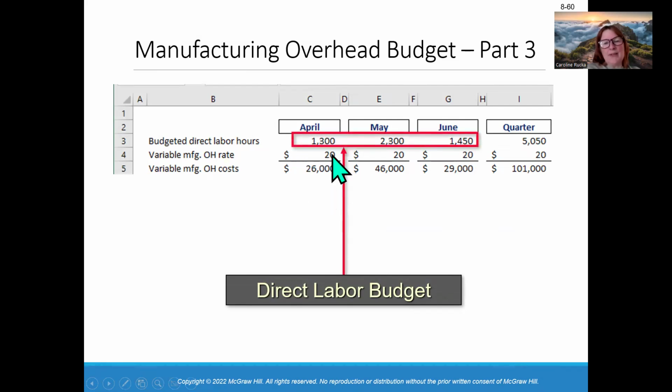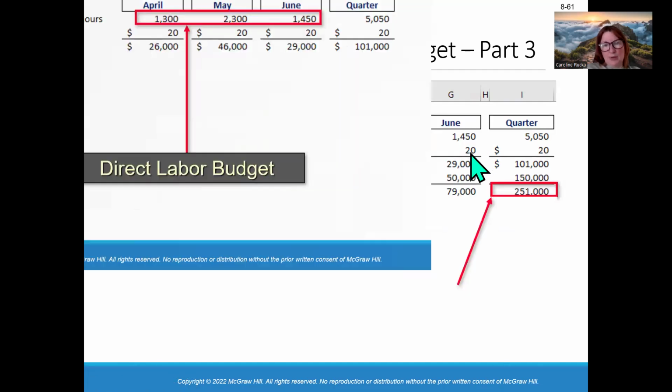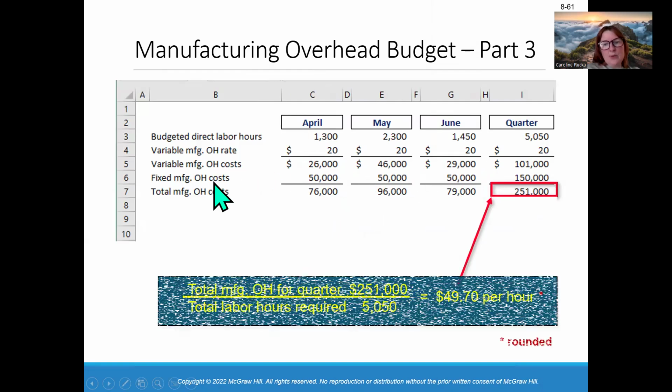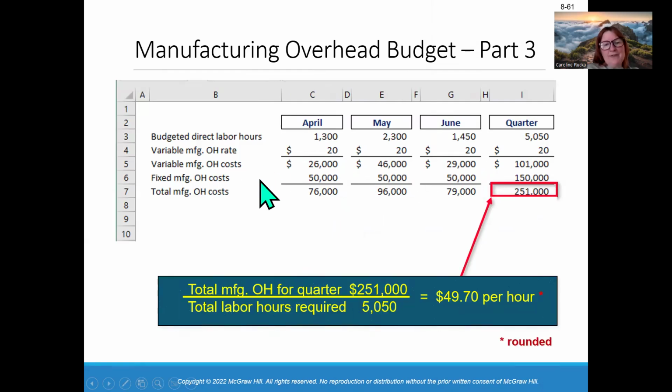Okay? So we have our budgeted hours from our last schedule. We're going to multiply those by $20 per hour. That's our variable overhead rate. Then we're going to add that 50,000 of fixed manufacturing overhead. All right.